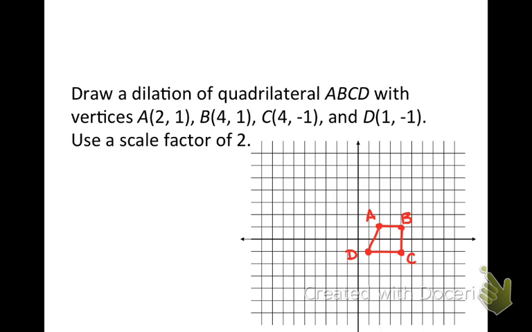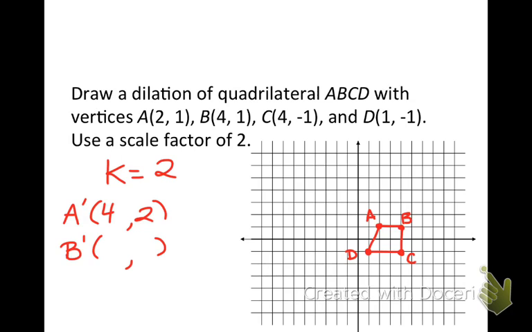Okay, so now we are going to complete a dilation using a scale factor of 2. So if my K is 2, will my shape be getting larger or smaller? Larger, right? So it would be an enlargement. If it was a number less than 1, then it would be a reduction. So because I'm doing a scale factor of 2, my image of A is going to turn into the double of those coordinates. So doubling 2 makes 4, doubling 1 makes 2. My image of B will be 8, 2.